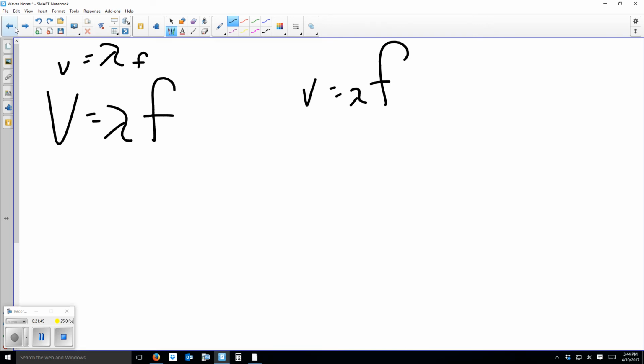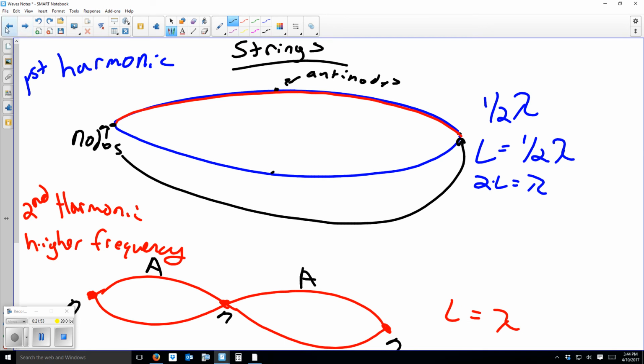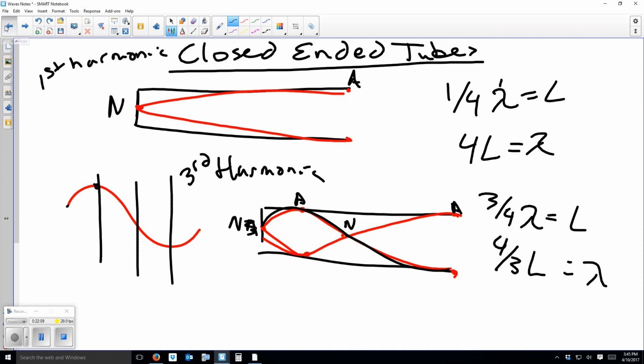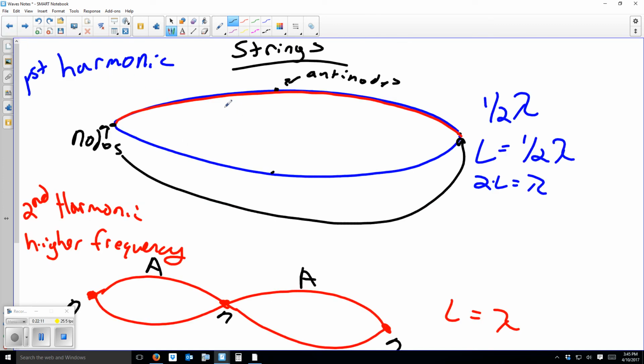Things you'll need to know with the sound stuff that we talked about. We did musical instrument day. I will ask one question that has to do with one of these harmonics of either a string or an open-ended tube or a closed-ended tube. It will come from one of those 6. So first or second for a string, first or second for the others. Make sure you can both draw these and label the nodes and the antinodes for each one.